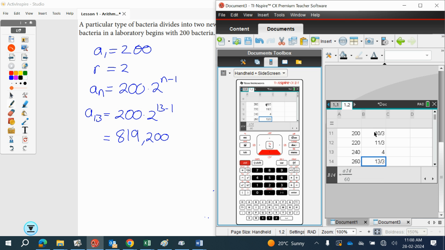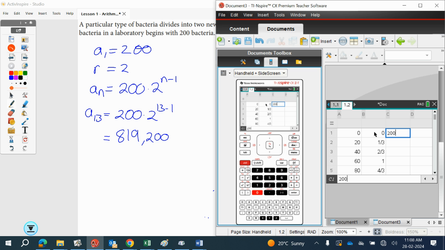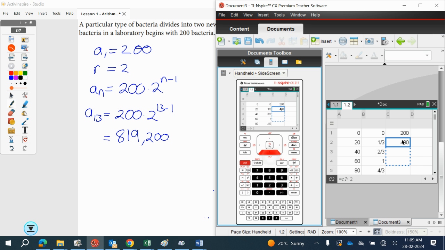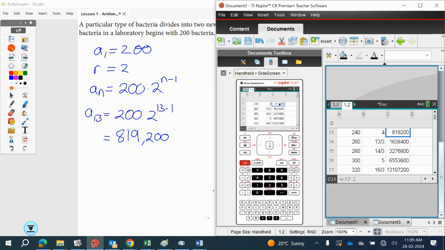I want the 13th term. I wanted to solve the problem. So we start off with 200. And then here I can say equals C1 times 2. And then I see the whole progression as it builds. So I take that one and I copy this one down. Press enter. There's my answer.